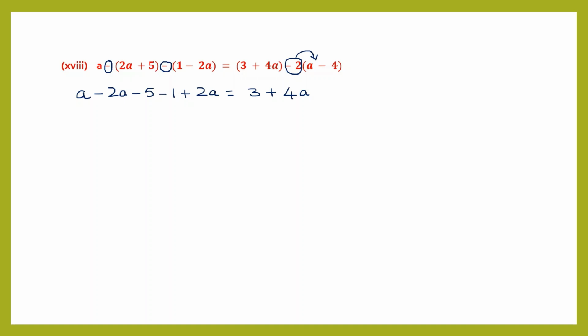Minus 2 into A is minus 2A. Minus 2 into minus 4. Minus into minus is plus. 2 4s are 8. Now on the left hand side, let's take up all the A terms.